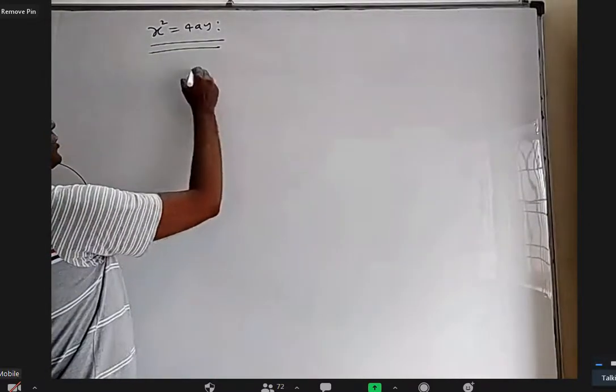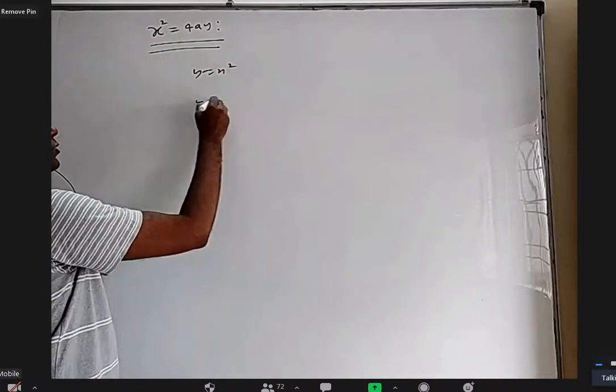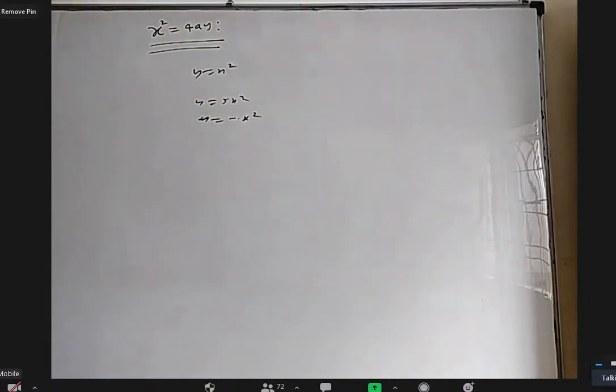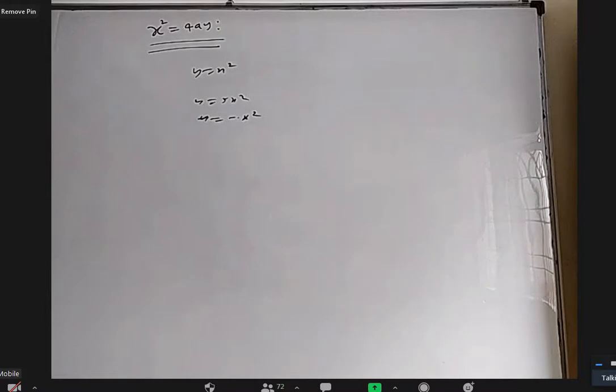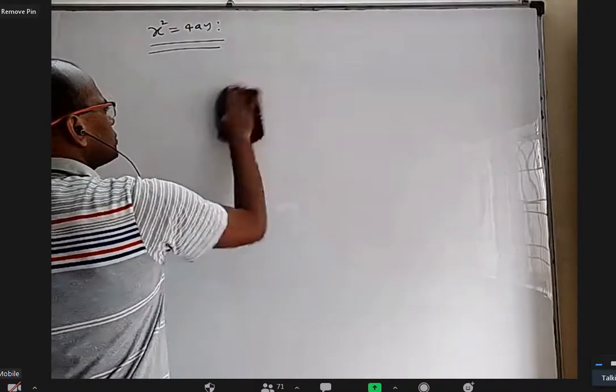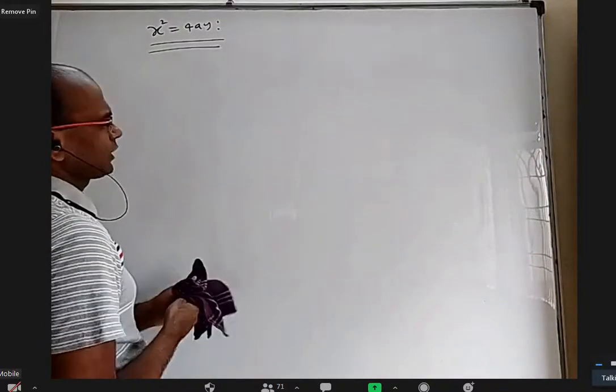All of you know the y equal to x square graph, right? y equal to 5x square or y equal to minus x square. You have drawn this kind of graphs earlier in first year, right? Yes, sir. Okay.